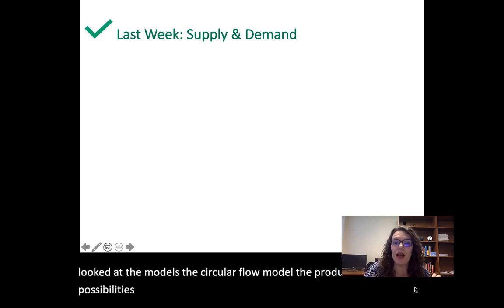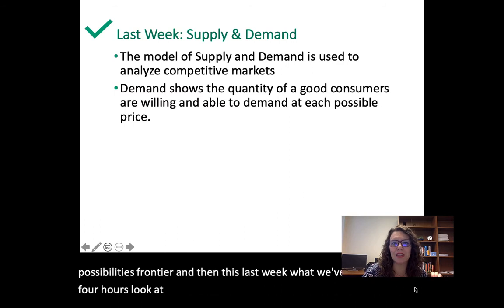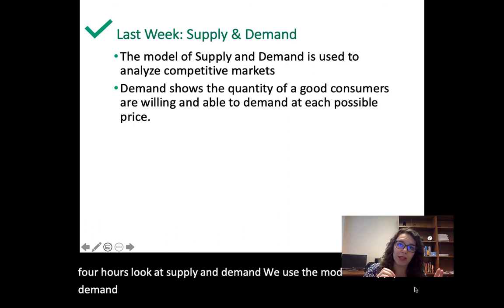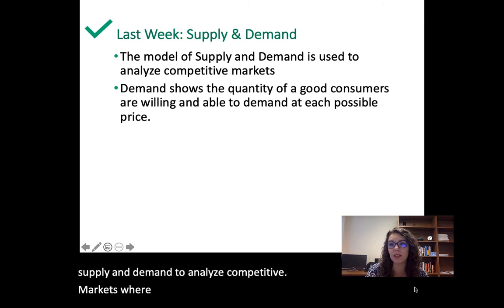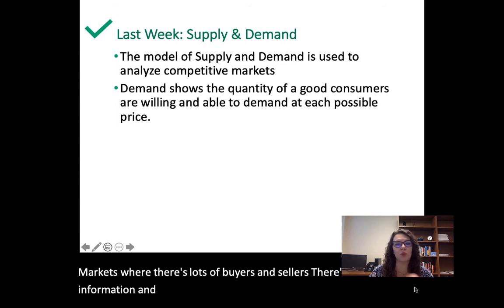And then this last week, what we've done in week 4 is look at supply and demand. We use the model of supply and demand to analyze competitive markets where there's lots of buyers and sellers, there's clear information, and no one individual firm or seller or buyer has the ability to control the market.